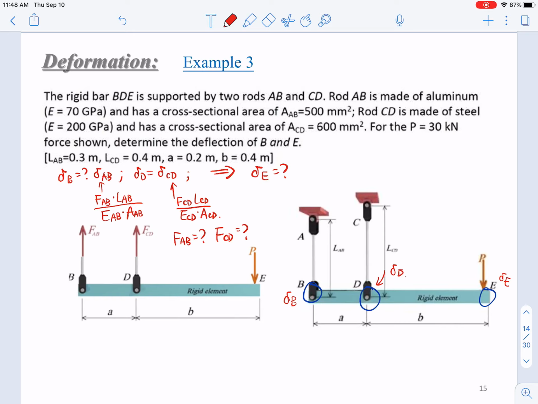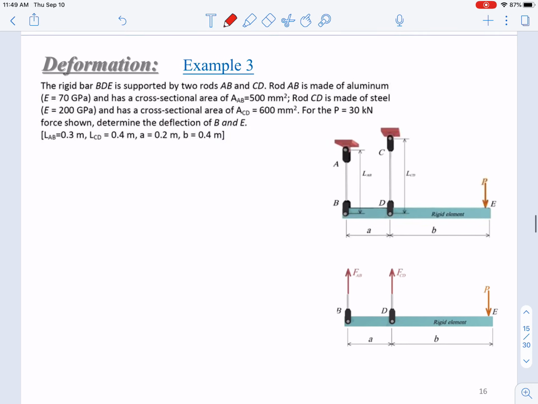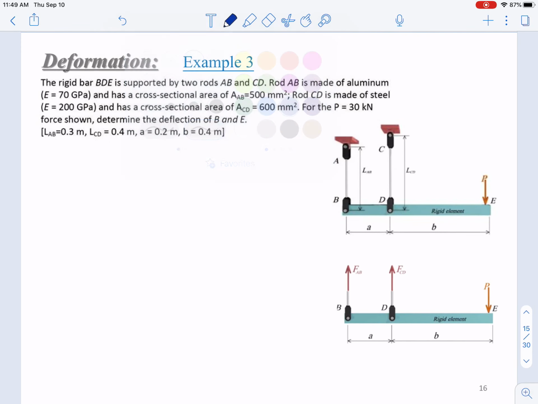So the first step will be finding these two forces. What is F_AB and what is F_CD? How do we find these two internal forces? Free body diagram. The free body diagram has been shown here, so let's use it to solve these two internal forces. The first step would be the free body diagram. Based on it, we can get several equilibrium equations.